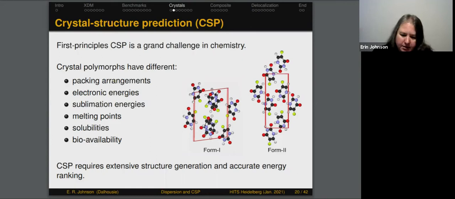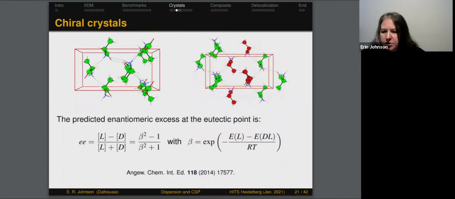So if you want to predict the three-dimensional crystal packing by crystal structure prediction, that requires extensive structure generation and also requires highly accurate energy ranking, which can perhaps be obtained by a dispersion-corrected density functional method. We've seen that our methods give very good performance for the lattice energies, but how do they do for the relative energies of multiple crystal packings? To assess this, we need a benchmark where we can directly measure relative energies of different packing arrangements. To do this, we turn to chiral compounds. If you have a chiral molecule, you have two enantiomers. And you can have two different types of molecular crystal for these types of compounds.